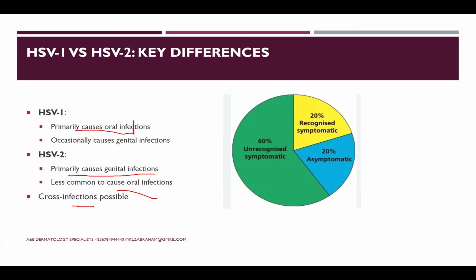So if you look at the prevalence of symptoms among patients infected with HSV, we see that the majority, up to 60%, usually have the infection without any symptom, but 20% can get symptoms that are actually recognized, and 20% are actually asymptomatic. They never even get anything with their virus.